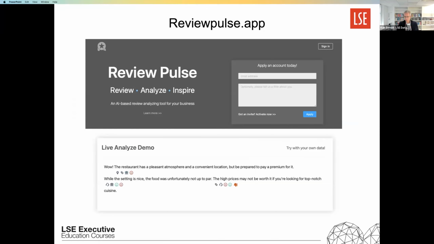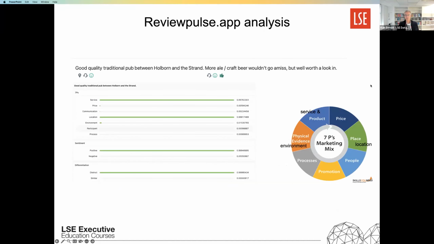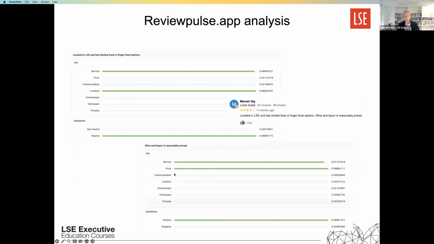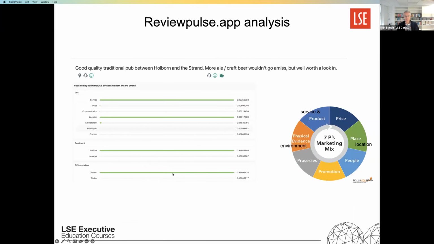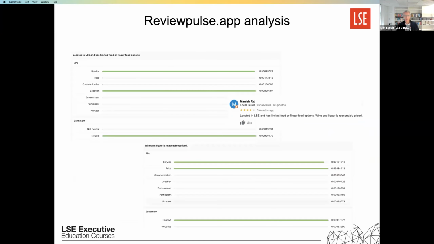In marketing, these are known as the 7 Ps, or the extended marketing mix. And if you put in the sentence from the Google review that we saw earlier, it would break this down. This good quality traditional pub, it's about service. These are probabilities on the right-hand side. It's also about location. And if we look at the sentiment, it's overwhelmingly positive. And there is something about differentiation as well that tells us that this is a distinct characteristic of this pub. And it does this for other sentences.